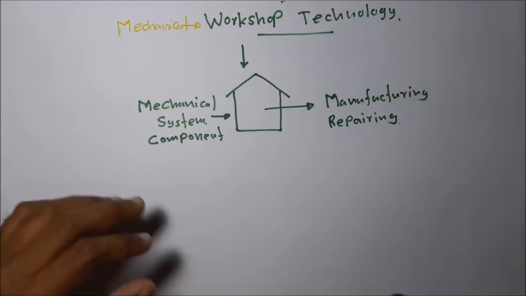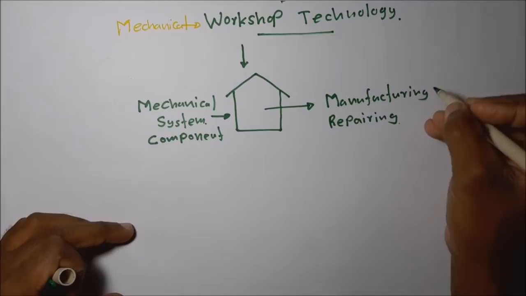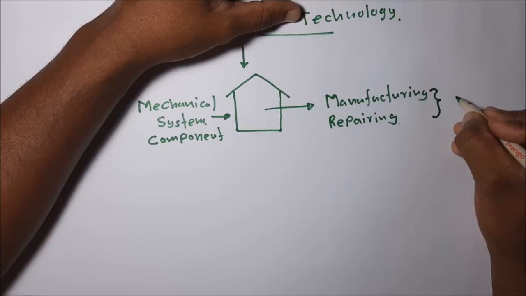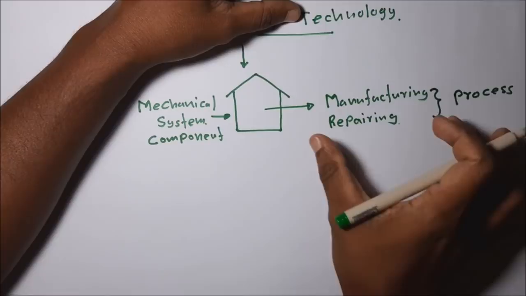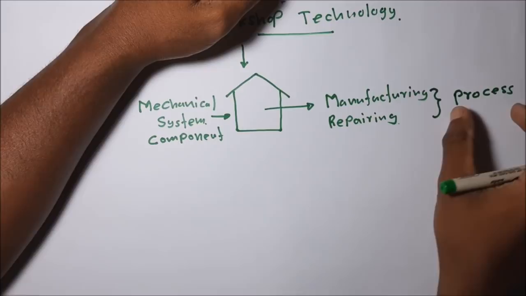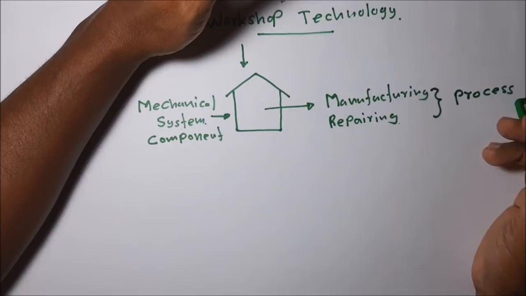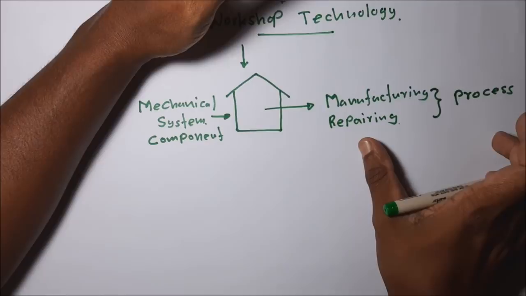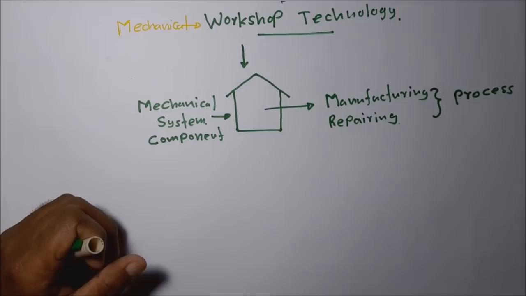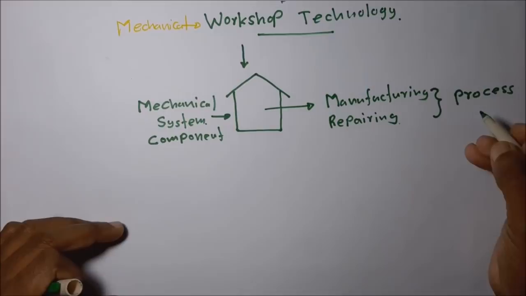Okay, then manufacturing or repairing is a process. It's not a single operation, it's a process. Process means it is a combination of several operations. If you take something's manufacturing, it is a combination of unit operations. Okay, unit operations. So what are the workshop operations? The process means the combination of operations.